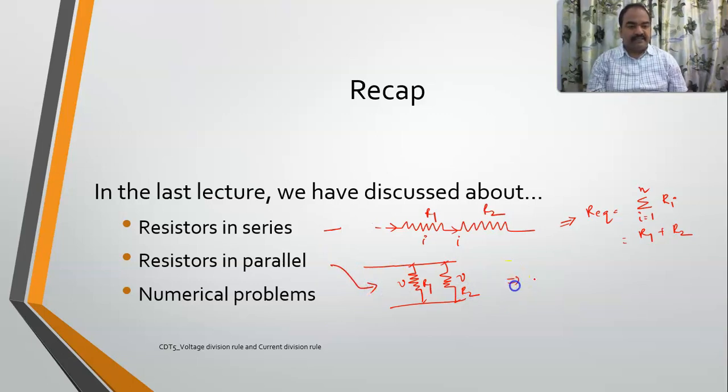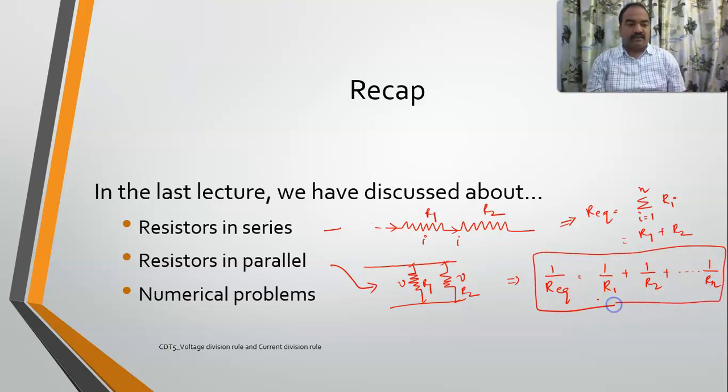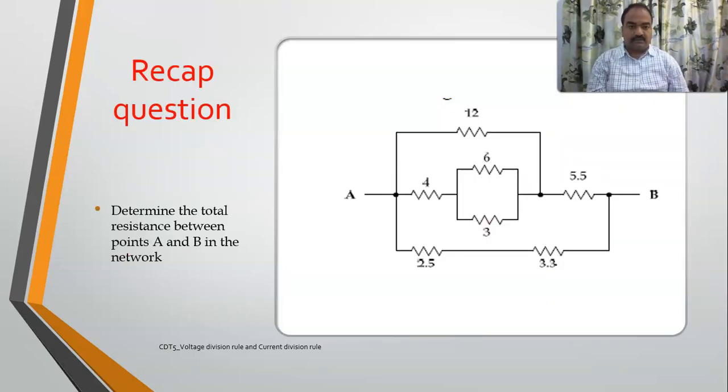And for determining the equivalent resistance of parallel connected resistors, we have determined this particular formula. Right, and we have solved numerical problems on this. So this is a quick recap of what we have gone through in our last lecture.